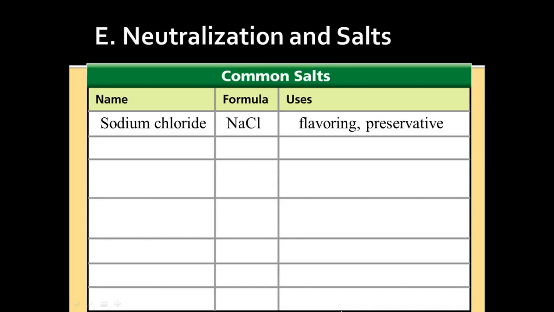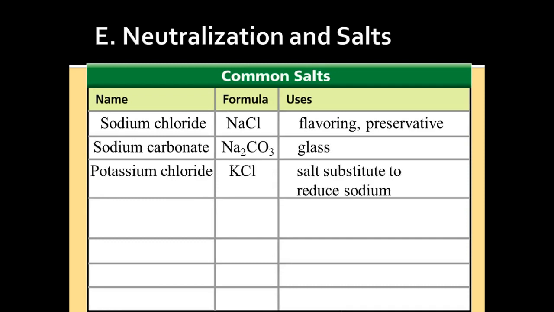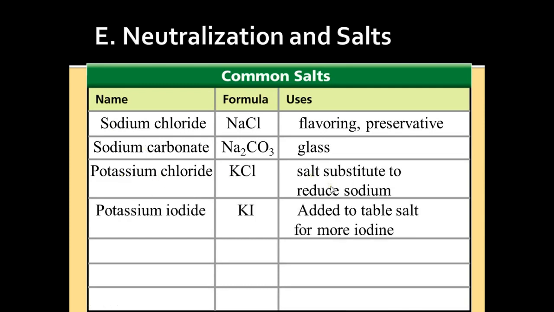And so here's some common salts. We have sodium chloride, which is table salt. Then we have sodium bicarbonate, which is used for glass. Potassium chloride is used as a salt substitute to reduce sodium, because sodium chloride has sodium in it, so we use potassium chloride instead. And then we have potassium iodide, which is added to table salt for more iodine.